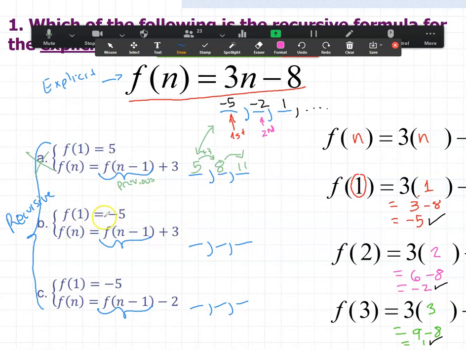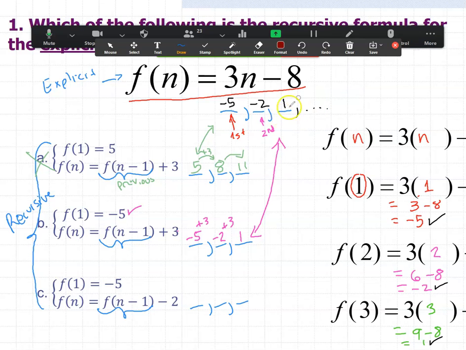For B, the first term on the sequence is negative 5. And the rule says that you're going to take the previous number and add 3. So I'm going to add 3 to get this number. So that's negative 5 plus 3. When you're dealing with negative and positive numbers, you're going to subtract them and take the sign of the bigger number. So it's negative 2. Plus 3, that's 1. I already see that's gonna be it.